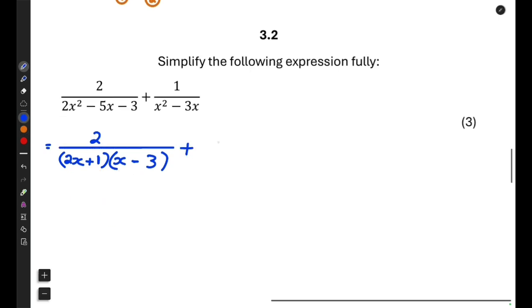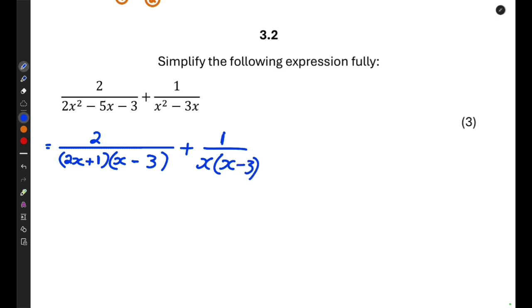With the next one, I'm just going to take out x as the common factor. So x times x minus 3. And now I can write LCD and everything I need. So the LCD will be one of each of these brackets. Please don't forget the first x. Okay, so that x is very important. I can't ignore it. So it's x, x minus 3, and then 2x plus 1.